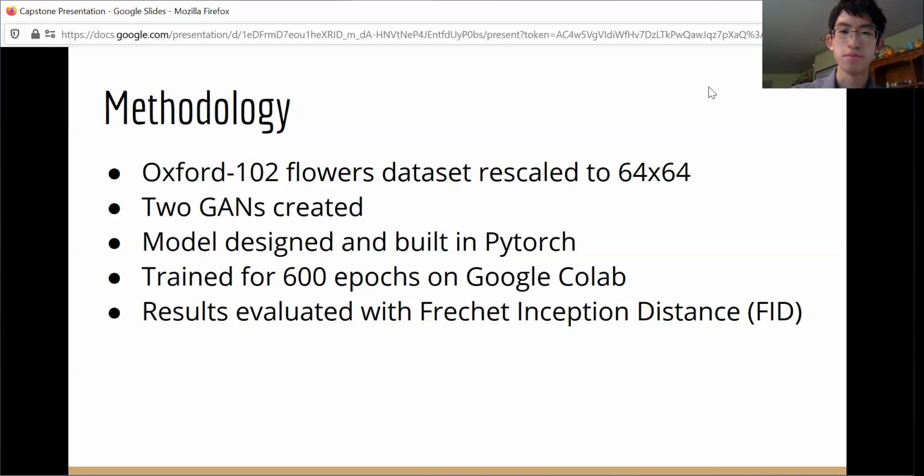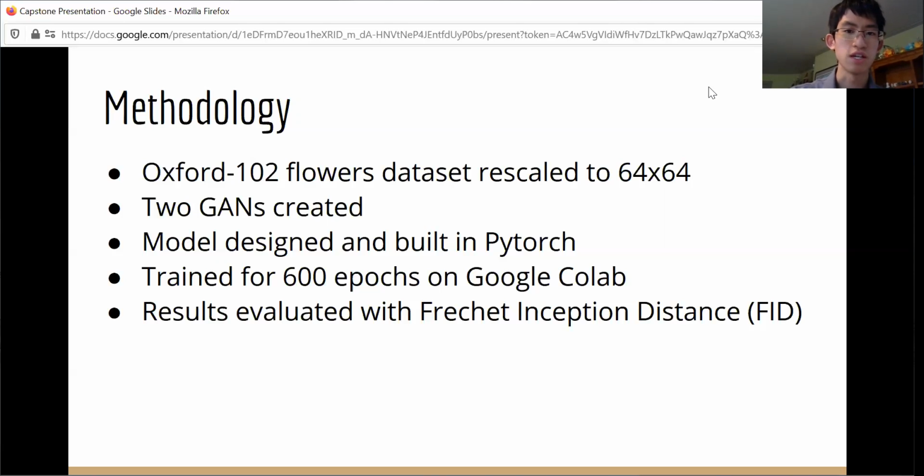I built two GAN models, one using the standard technique and one using the transfer learning technique, in the Python programming language. The model architecture and optimizer were taken from a model architecture described in a previous paper titled Unsupervised Representation Learning with Deep Convolutional GANs, which was shown to be effective in training GANs.